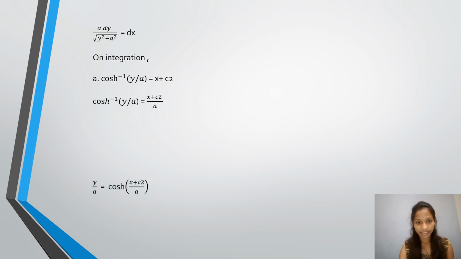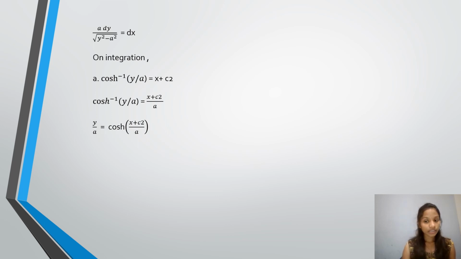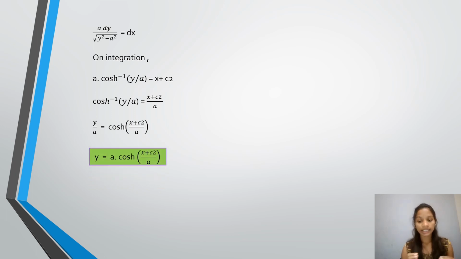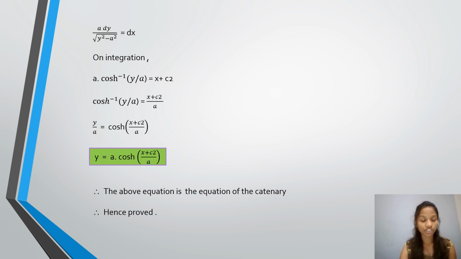By rearranging the terms, we'll write cosh inverse of y by a equals x plus c2 divided by a. Then transferring the cosh inverse to the right-hand side, we'll get cosh. So we'll write y by a equals cosh of x plus c2 divided by a. Hence, we obtained the catenary equation, that is y equals a into cosh of x plus c2 divided by a. This is the catenary equation. So our task is proved.